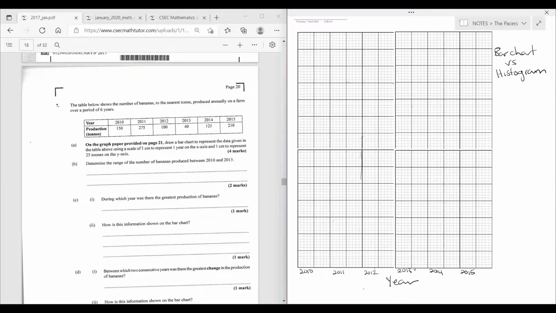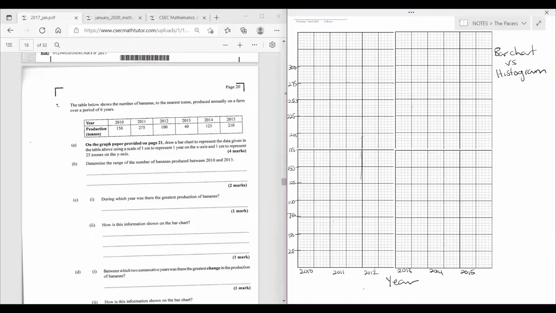And now on our y-axis, they said every 1 centimeter will represent 25 tons. So we're going here, and our first value is 25, then 50, then 75, then 100, 125, 150, 175, 200, 225, 250. What's our highest number? 275, right? So we could go to 300, you know?